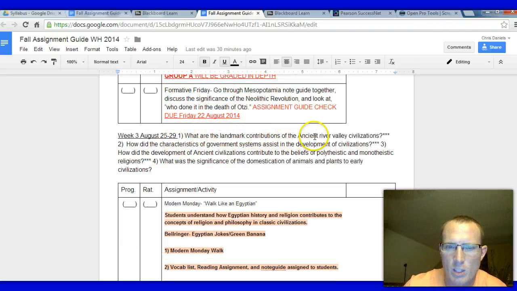1. What are the landmark contributions of ancient river valley civilizations? Still working on this, and obviously moving to Egypt. 2. How do the characteristics of government systems assist in the development of civilizations? 3. How did the development of the ancient civilizations contribute to the beliefs of the polytheistic and monotheistic religions? And 4. What was the significance of the domestication of animals and plants to early civilization? I think that we've pretty much handled number 4, but we're going to look at it as it pertains to Egypt and the plants that they domesticate there.